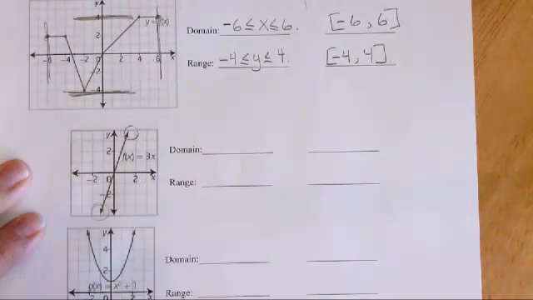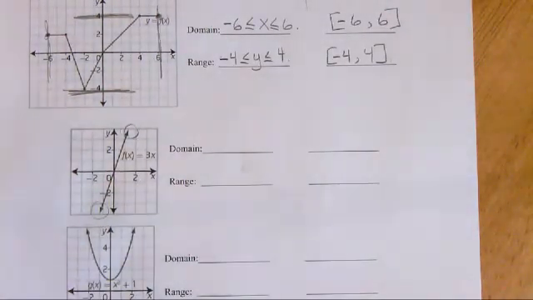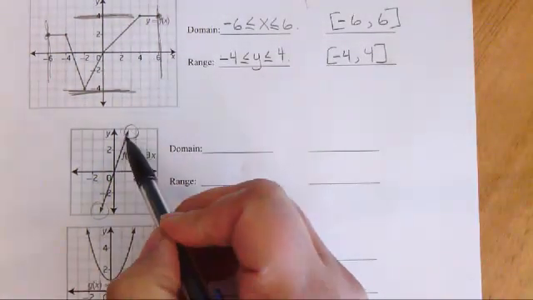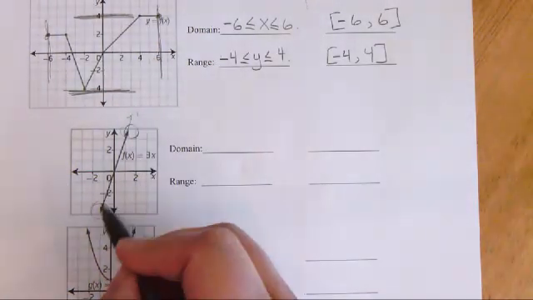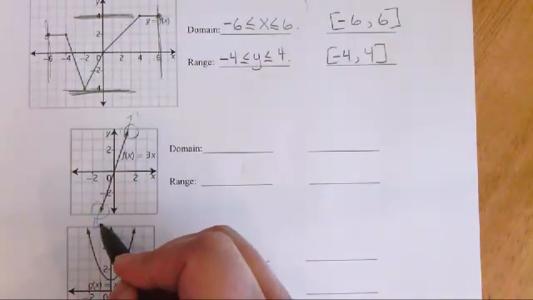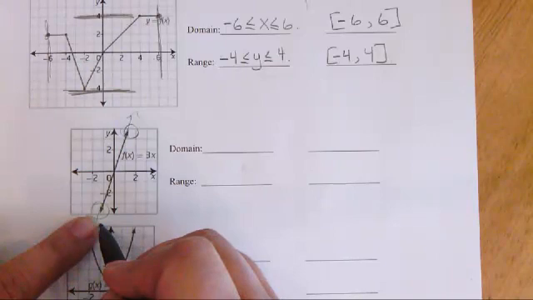Now let's have a look at this. You notice that there are arrowheads on both ends. That means it's continuous. It keeps going up this way to positive infinity, and it keeps going down that way to negative infinity.